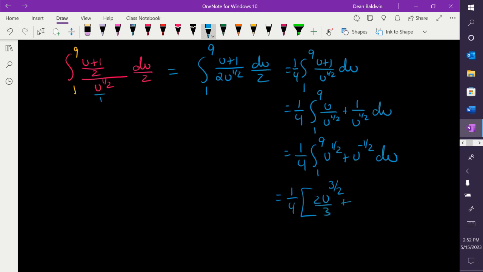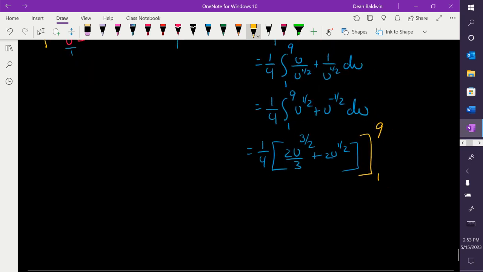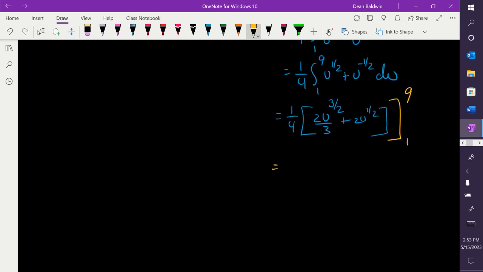Plus, add 1 to -1/2, and you get, divide by 1/2, you just throw a 2 in front. And we're evaluating it from 1 to 9. So everything was a setup to there. This one step is calculus, and then we're back to algebra. So we put in the 9. And I'm showing every step. If you can skip a few steps in your head, that's fine.